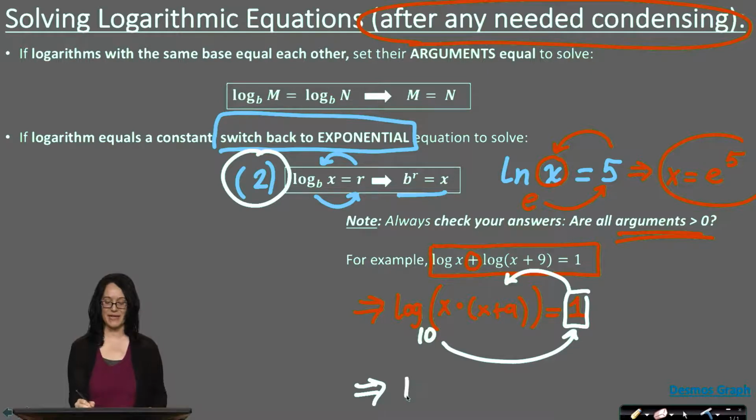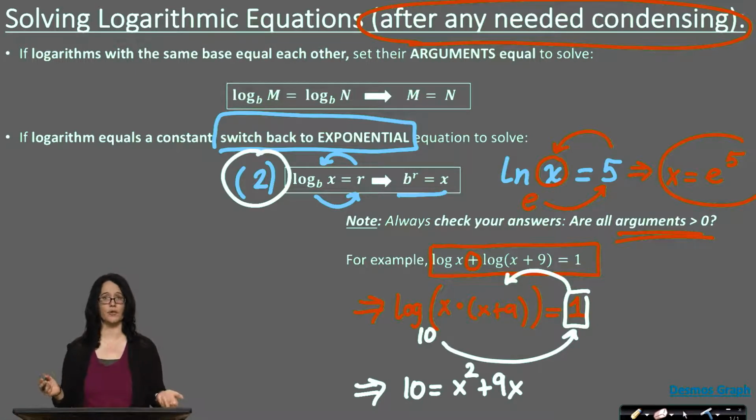So 10 to the 1 is 10, and that equals my argument, which I could distribute right now and get x squared plus 9x. Now some students make another error here. They say x times x plus 9 equals 10, which is true, but then they set each factor of that product, like x and x plus 9, equal to 10. That's not possible. I think what they were thinking is that if I have a product that equals 0, I can set each factor equal to 0. But that's not the same thing as setting each factor equal to some other number.